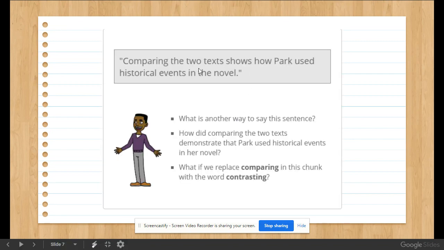So let's look at it again as a whole. Comparing the two texts shows how Park used historical events in the novel. This is a focus statement. It answers the question asked in the essay prompt, and it tells me what the essay's focus is going to be. The rest of the essay explains the similarities and differences between A Long Walk to Water and One Day I Had to Run. So the focus statement previews what the rest of the essay will be about.